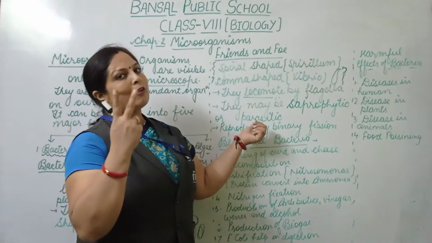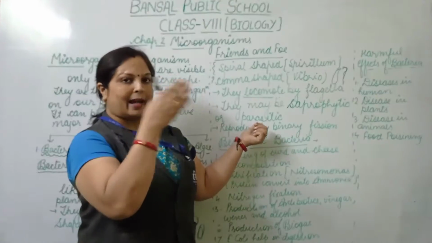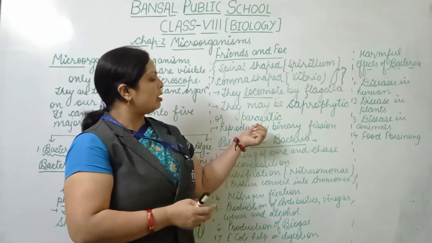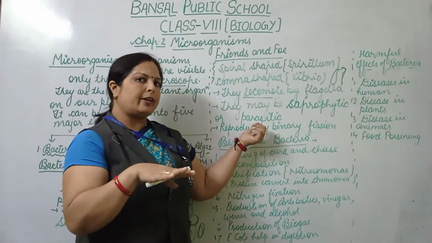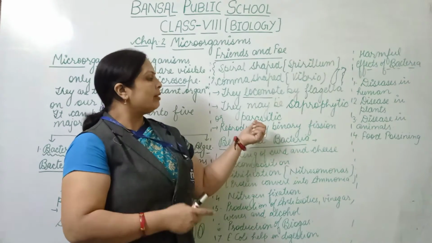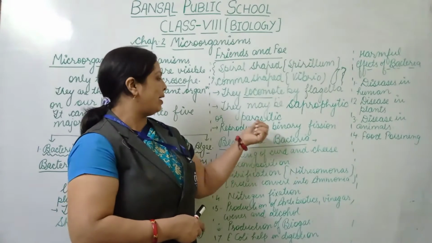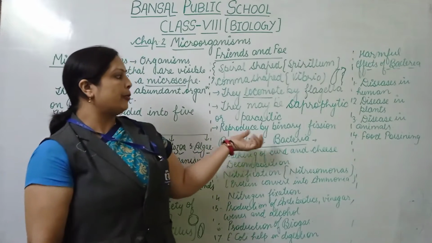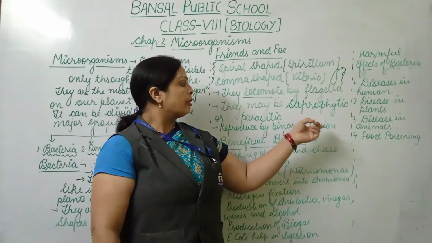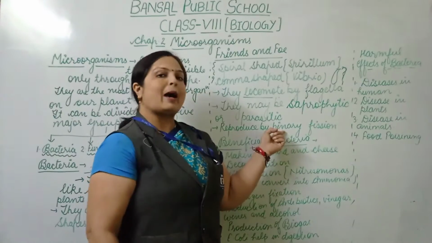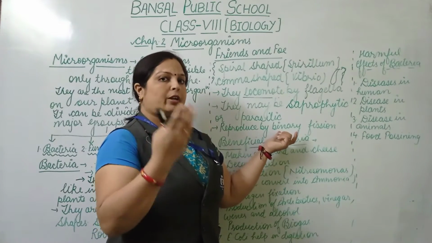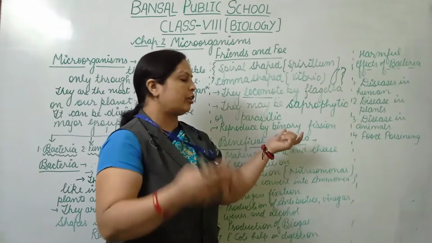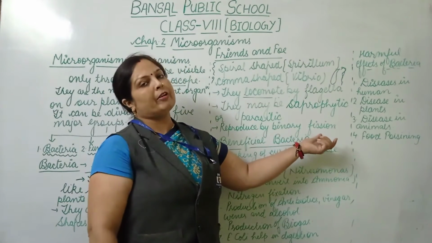So parasites are of two types. If bacteria live inside the body of another organism, that is known as endoparasite, whereas if bacteria live on the outside of the host body, that is known as ectoparasite. Clear? Bacteria reproduce by binary fission. Fission means splitting, and binary means two. So if bacteria divide into two daughter organisms, that is known as binary fission.